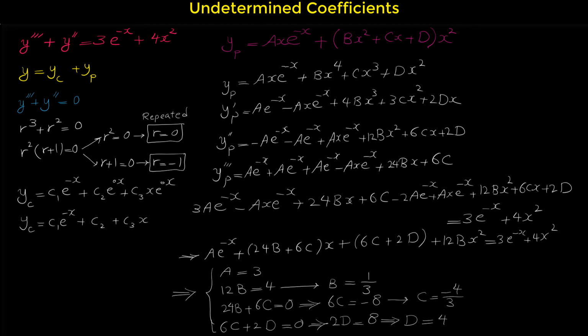Now that we have the values of a, b, c, d, we can plug in these values here to write y particular. So y particular is a, which is 3, 3x e to the x. What is b? 1/3. If you multiply this in here, 1/3 x^4. So -4/3 x, which if we multiply x^2 by that, we have -4/3 x^3. And finally dx, which is 4x^2. This is the equation. Now that we have the particular solution and the complementary solution, we can write the general solution.